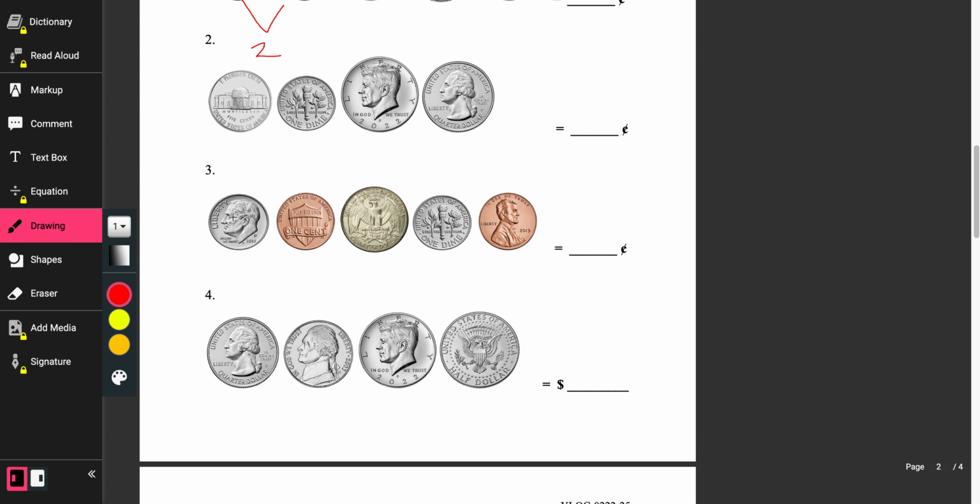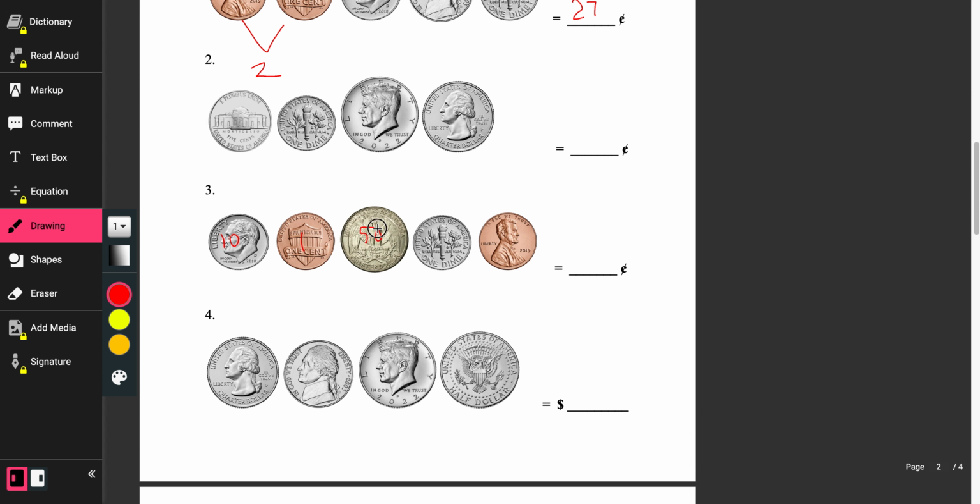Okay, let's do number 3. So number 3, we got a dime, a penny, half a dollar, which is going to be 50 cents, and another dime, and another penny. So let's do a dime and dime. So that's 20. Penny plus penny, 2. Then let's do 20 plus 50, and that's going to be 70.